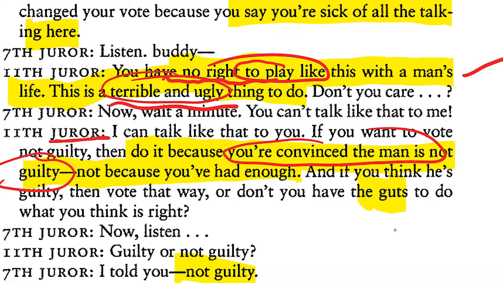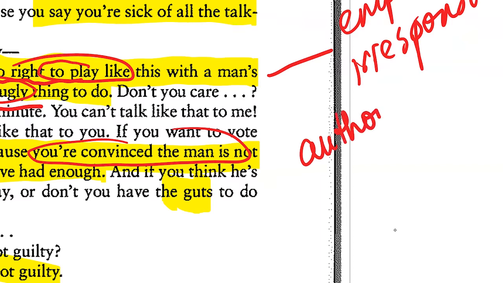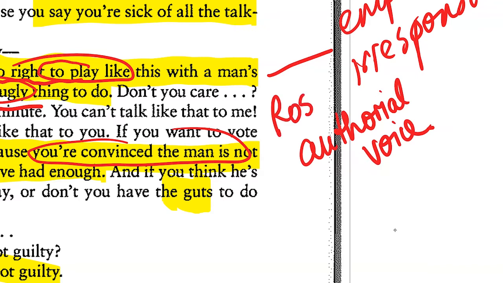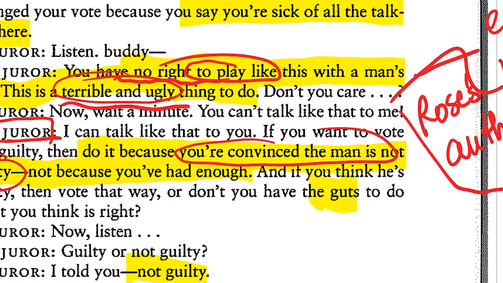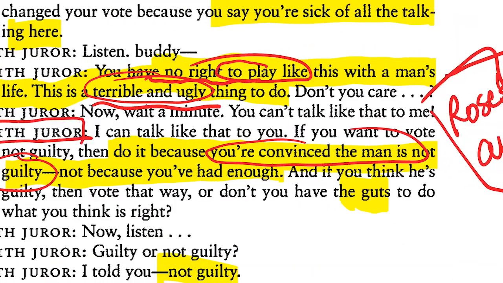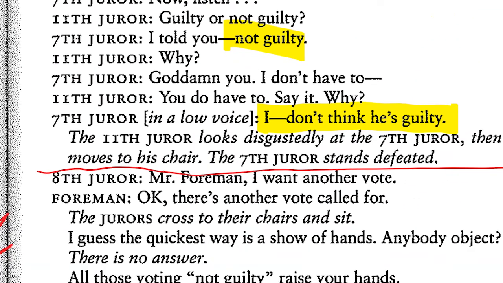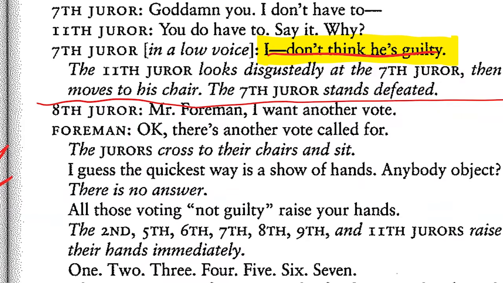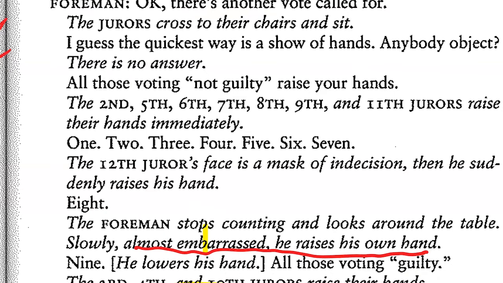Okay? So the 11th juror, again, represents Reginald Rose's authorial voice. It's a good phrase for you to use. So that's kind of a message that the author wants to say to all of us. Okay? Guilty or not guilty? And the 7th juror says, yep, I'm guilty. Well, I just don't think he's guilty. And the 11th juror looks disgustedly at him. And the 7th juror stands defeated. So they called for another vote. And here we go. I think this is the 5th vote.